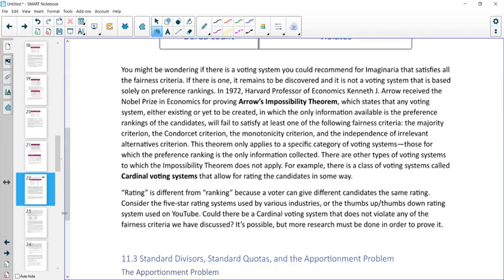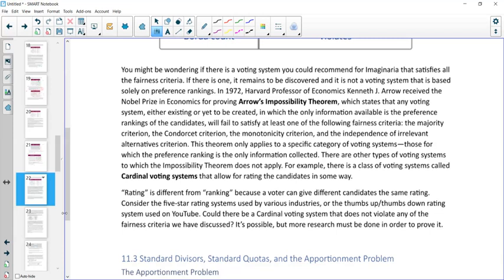In 1972, Harvard professor of economics Kenneth J. Arrow received the Nobel Prize in economics for proving Arrow's impossibility theorem, which states that any voting system, either existing or yet to be created, in which the only information available is the preference ranking of the candidates, will fail to satisfy at least one of the following fairness criteria: the majority criterion, the Condorcet criterion, the monotonicity criterion, and the independence of irrelevant alternatives criterion.